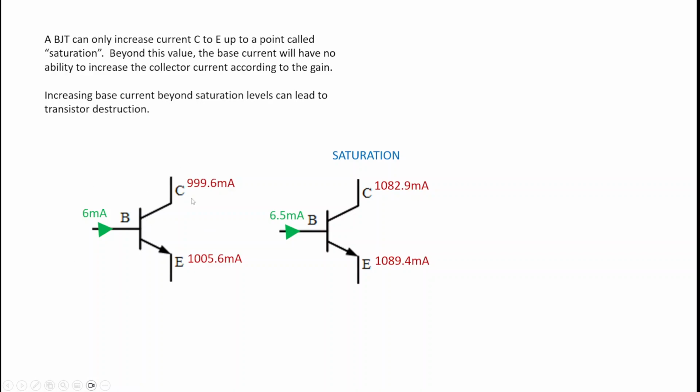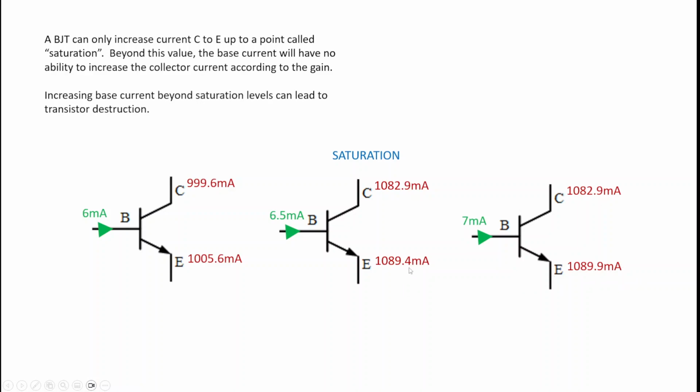So let's say with this same example of transistor, 6 milliamps, that's almost at the top of saturation. And according to the data plate for this transistor, saturation is reached at 1082.9 milliamps. Any further increase here will not cause an increase in the collector current. It will cause a slight increase in the emitter current, but that's simply because the base plus the collector current equals the emitter current.